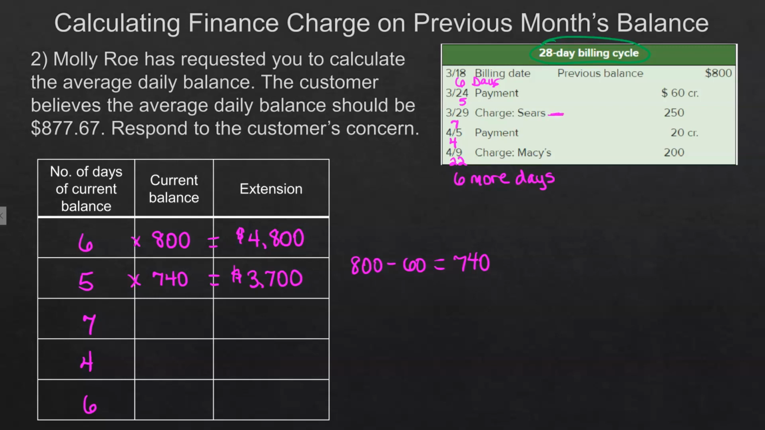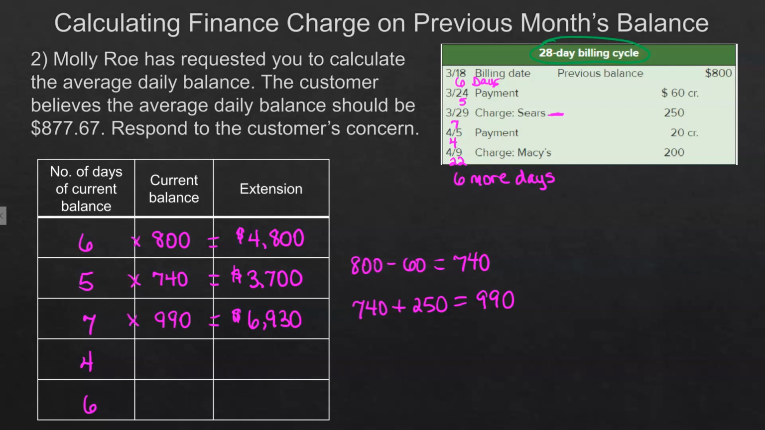Okay, and then, right, that was the 5 days. So now we're right here, and notice that we have a charge to Sears for $250. So we take our previous balance and we add $250, and now we have a balance of $990. Okay, so for 7 days, our balance is $990. Just multiply the 7 days times 990, and our extension for this one is 6,930.